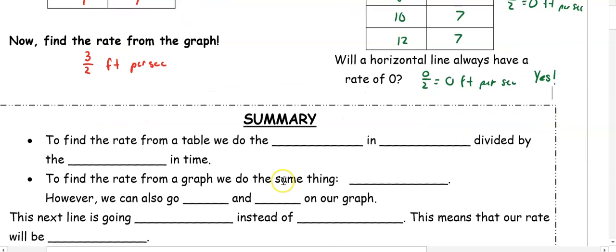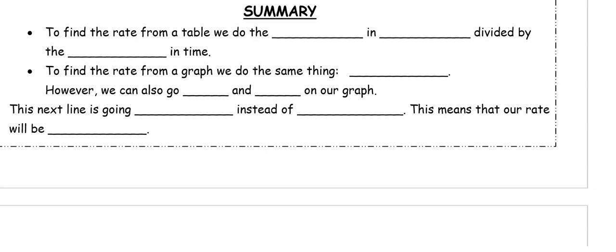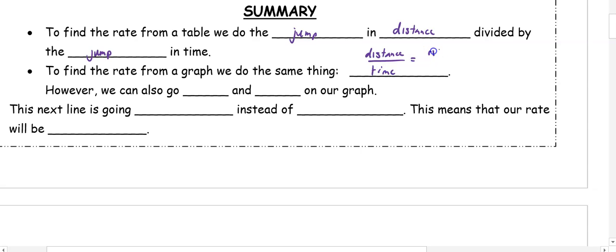So as a reminder, to find the rate from a table, we are going to do the jumps in distance over the jumps in time. To find the rate of change, in this case, if we're looking at the 2 units, we're going to do distance over time, which is going to be our rise over run. So our units might change. Instead of feet per second, it might change to dollars per person. It just depends on the situation of the problem.